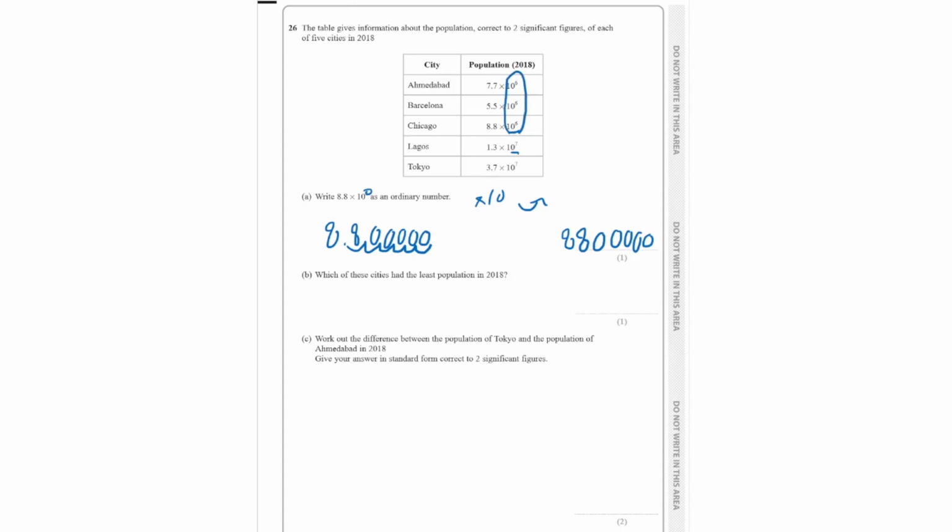Now let's look over here. We have 7.7, 5.5, and 8.5. And we can see that 5.5 is the smallest. That means it is Barcelona. Barcelona.